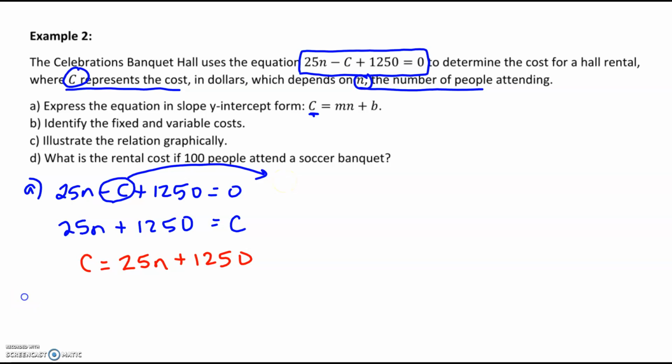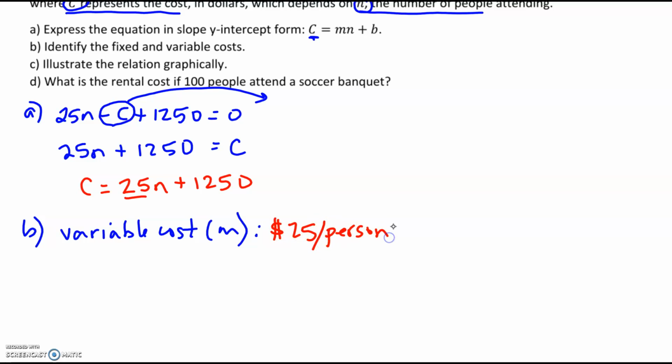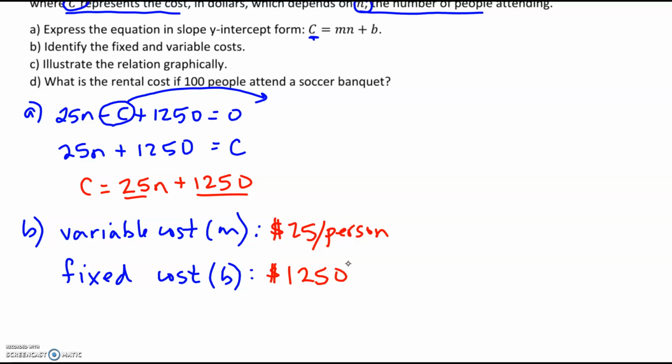All right, let's take a look now at B. They want us to identify the fixed and variable cost. So we know that variable cost is another way to say the m. So in this case, the variable cost is going to be 25, and that would be $25 per person. And the fixed cost, which is another way to say b, or initial value, is going to be the $1250. Okay, and that $1250 must be to rent the hall, maybe pay for the servers.